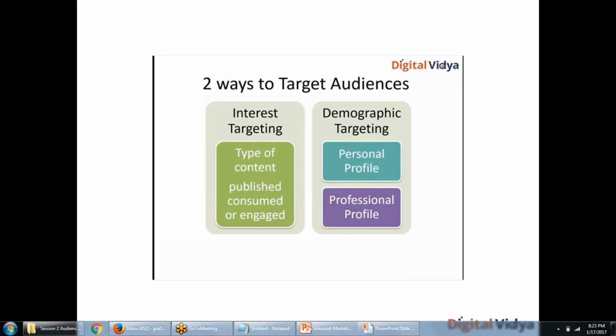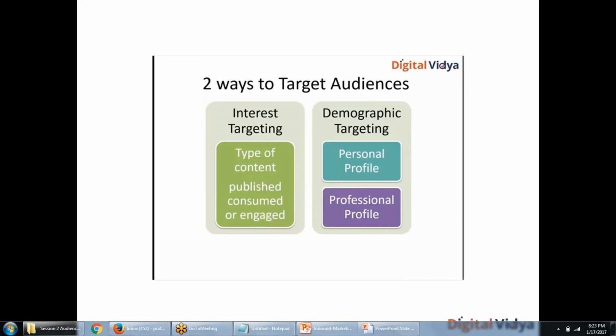Logically, why? Because my ads are showing to people based on their interest. That is called interest-based targeting. So these are two main ways to target an audience. One is based on the person's personal profile and professional profile. And the second thing is interest. What does he do? What does he read?